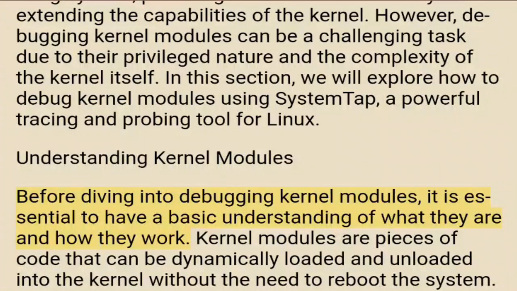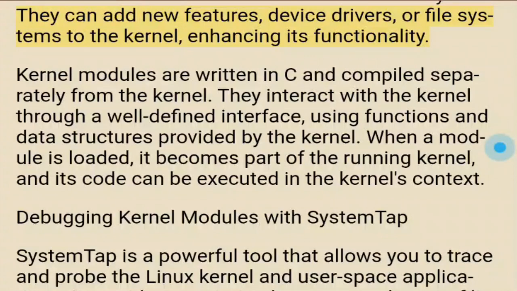Before diving into debugging kernel modules, it is essential to have a basic understanding of what they are and how they work. Kernel modules are pieces of code that can be dynamically loaded and unloaded into the kernel without the need to reboot the system. They can add new features, device drivers, or file systems to the kernel, enhancing its functionality. Kernel modules are written in C and compiled separately from the kernel. They interact with the kernel through a well-defined interface, using functions and data structures provided by the kernel.